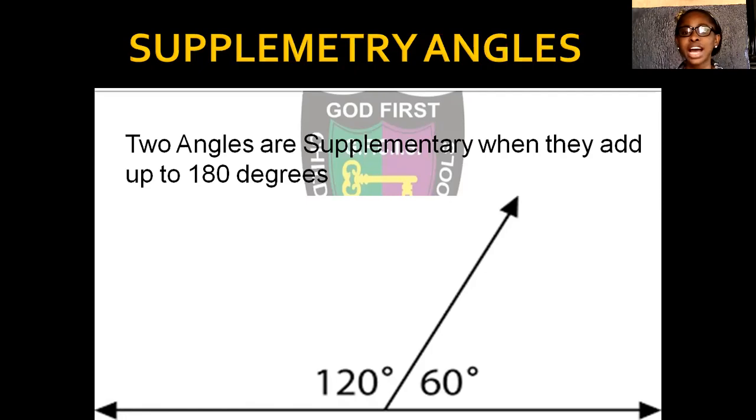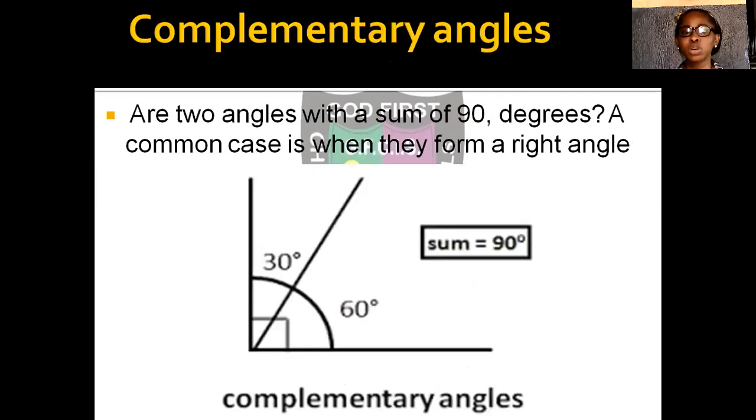What are supplementary angles? Supplementary angles are angles where two angles sum up to 180 degrees. You can give as many examples on your own. So we'll move ahead to another one, which is complementary angles. Complementary angles are angles where two angles sum up to 90 degrees.